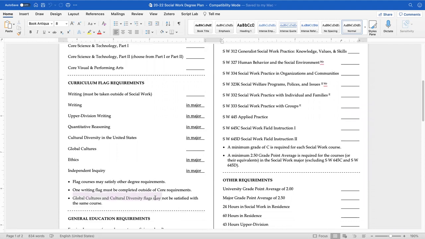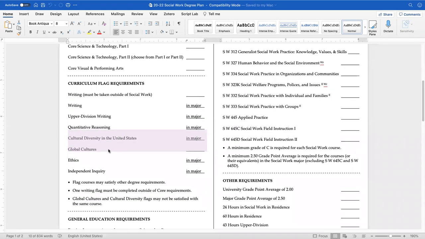Global cultures and cultural diversity flags cannot come from the same class. Sometimes you'll see a class that has both of those flags, and you're like, awesome, I want to take that class. It's going to count for 2 flag requirements. This is the one catch. If you have a class that has both of these flags, you can only get one of them from it. You can choose which one you want it to count. If you find a class that has a writing flag and a quantitative reasoning flag together, that's fine. You'll get both of the flags. Or if you find one that has a cultural diversity flag and a writing flag, that will also count. But these 2 cannot come from the same class.